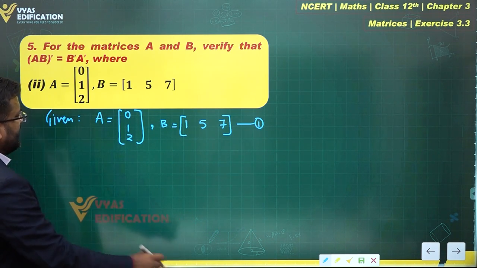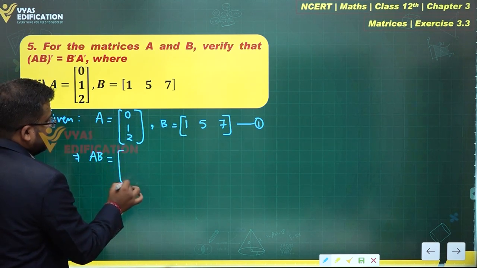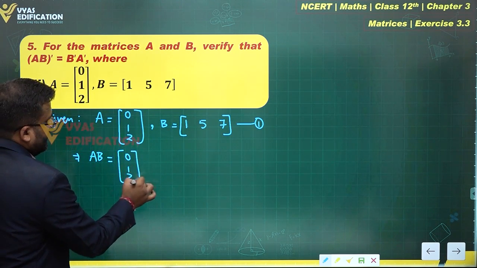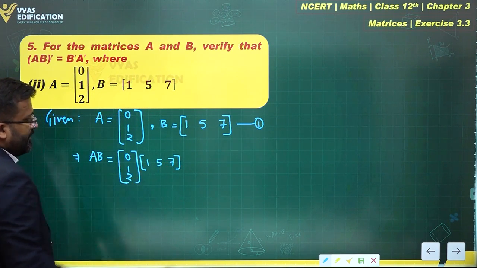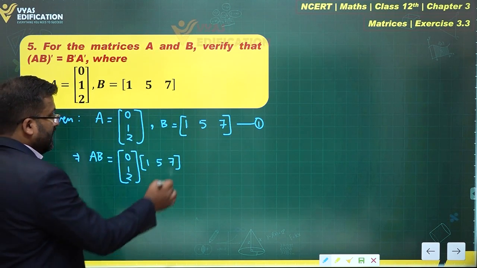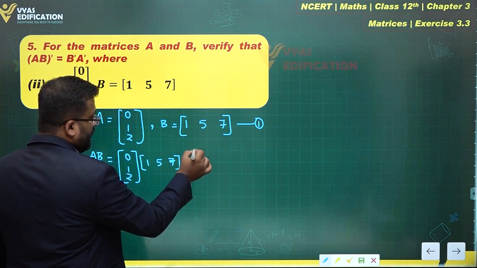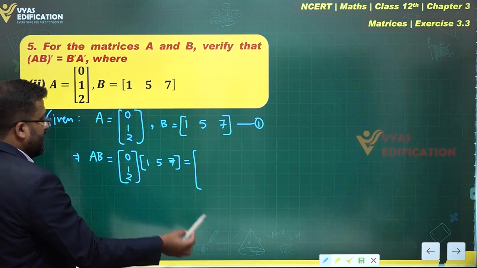Let's find the product AB then. This implies the product AB can be written as [0, 1, 2] multiplied with [1, 5, 7]. Now this is a 3 by 1 matrix, this is a 1 by 3 matrix. The product exists and the final order of the matrix would be 3 by 3. That's what you can observe. And what will that 3 by 3 matrix be?